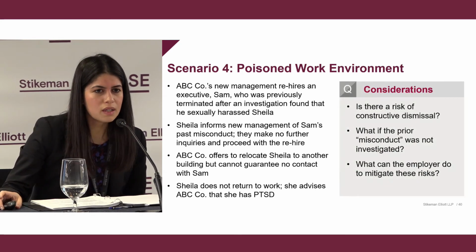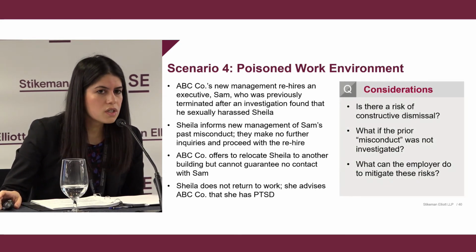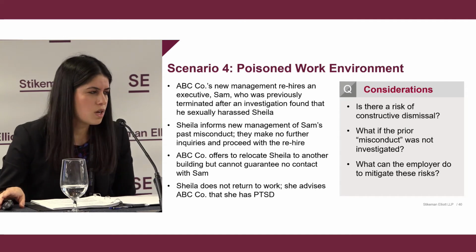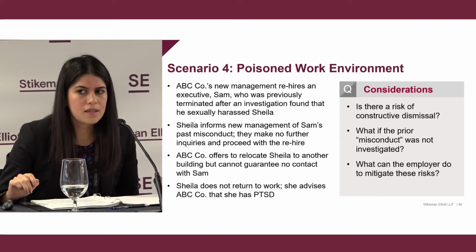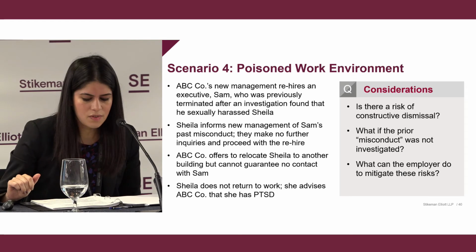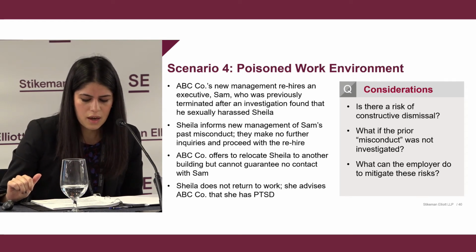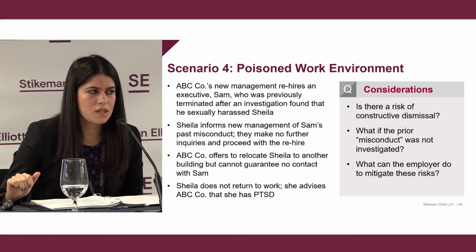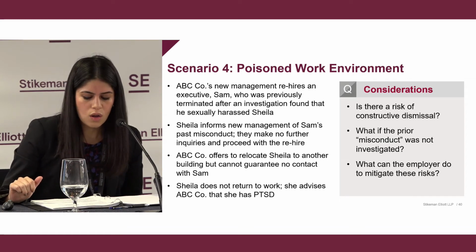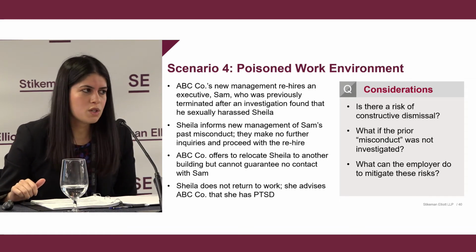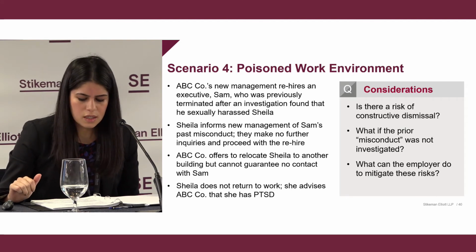So what are our relevant considerations? The first is, is there a risk of constructive dismissal? And in this scenario, yes, I do see a significant level of risk. The main issue that a court will look at here is whether the employee's continued employment would be intolerable. And from this perspective, I do see a number of risks.